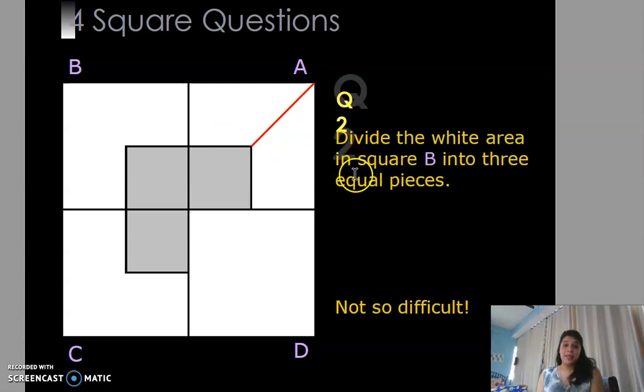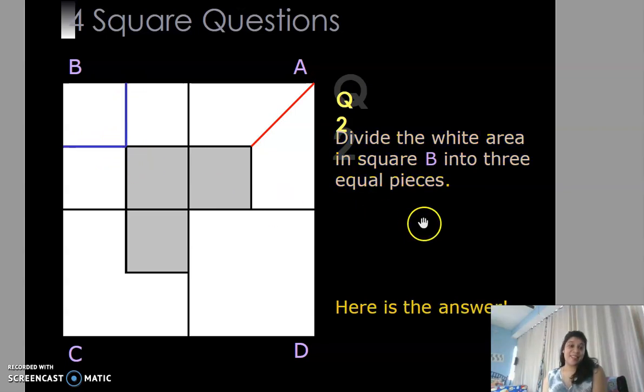Divide the white area in square B into three equal pieces. Okay, you have to divide the white area of square B into three equal pieces. Not so difficult, isn't it? I will just draw one line here and one line here. And isn't it divided into three equal pieces? Right? Okay, let me show you the solution. Here is the answer. See, first part, second part, and the third part.